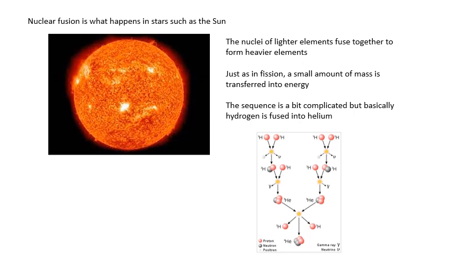Now, what actually happens in the sun is quite complicated. It's called the proton-proton chain. You don't need to know it. You just say that hydrogen fuses into helium. So in our sun, hydrogen is fusing into helium.